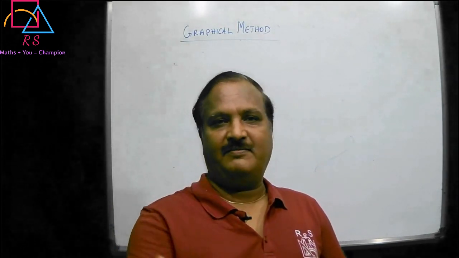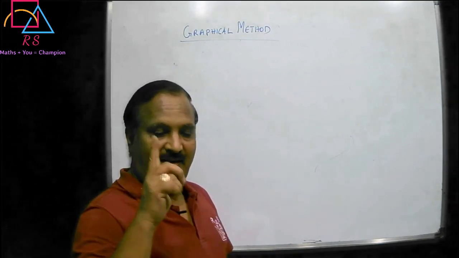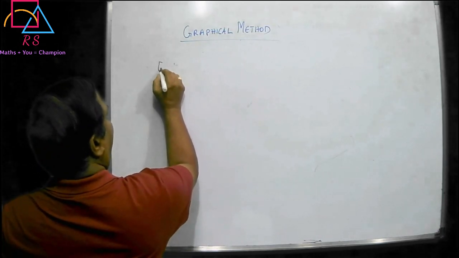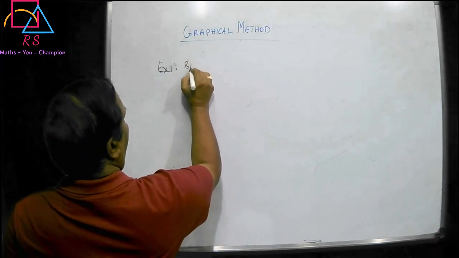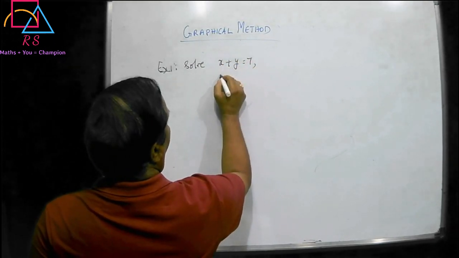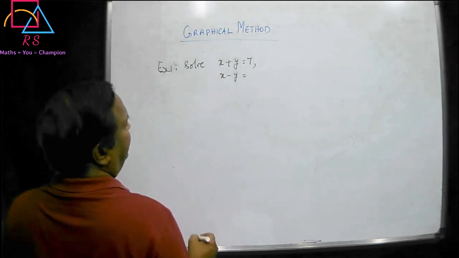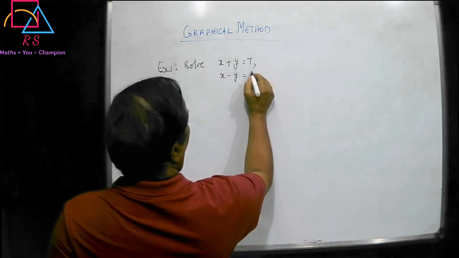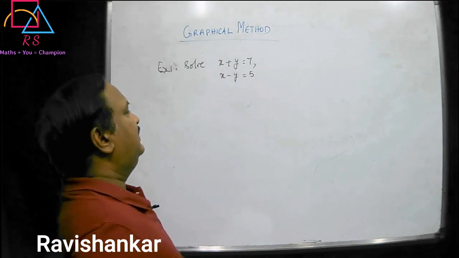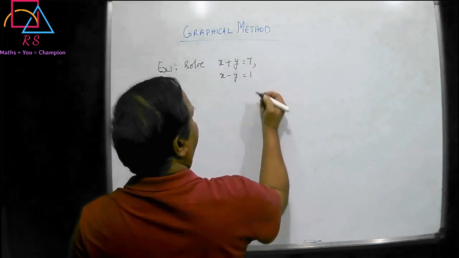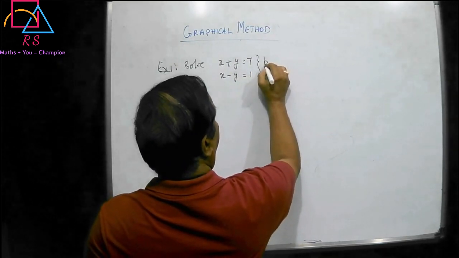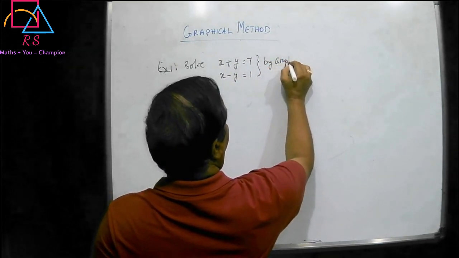Please take the graph sheet and I will give you an example and then we will solve that example. So first I will give you the example. Solve x plus y is equal to 7 and x minus y is equal to 1. So this is by the graphical method.